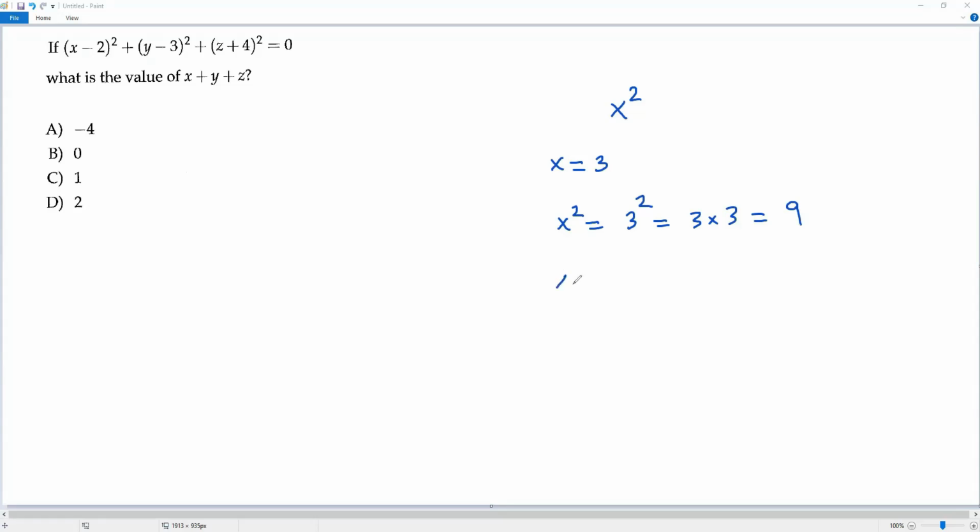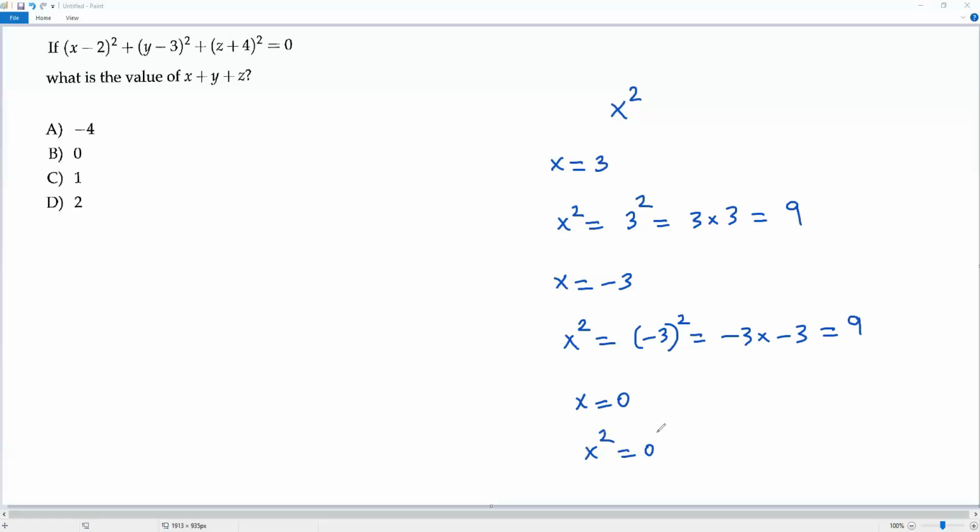Now let me take a negative value for x, let's say x = −3. Then we get x² = (−3)², which is negative 3 times negative 3. Negative times negative becomes positive, 3 times 3 becomes 9. Even when I take a negative value for x, the value of x² is still positive. So it's clear whether we take a negative value or positive value for x, this x² is always positive.